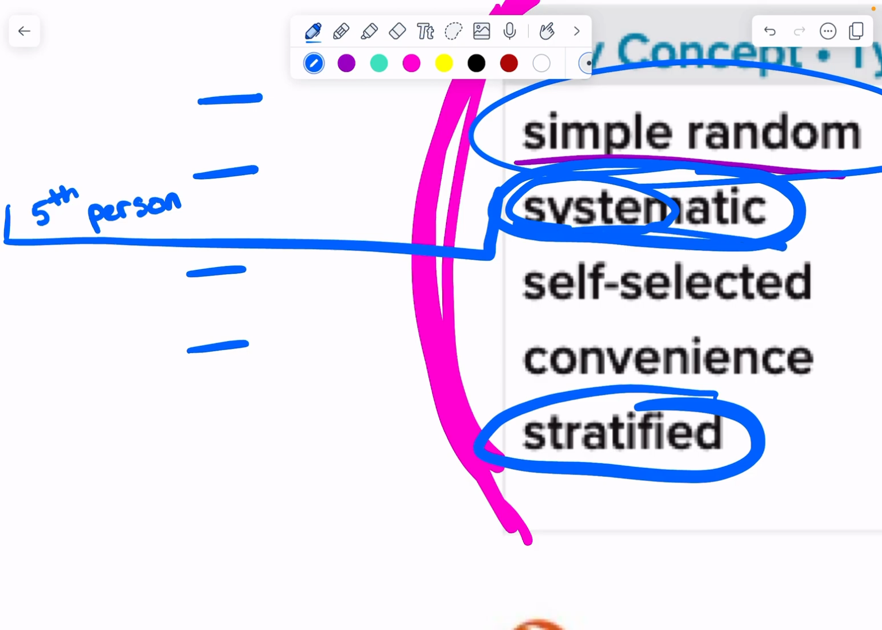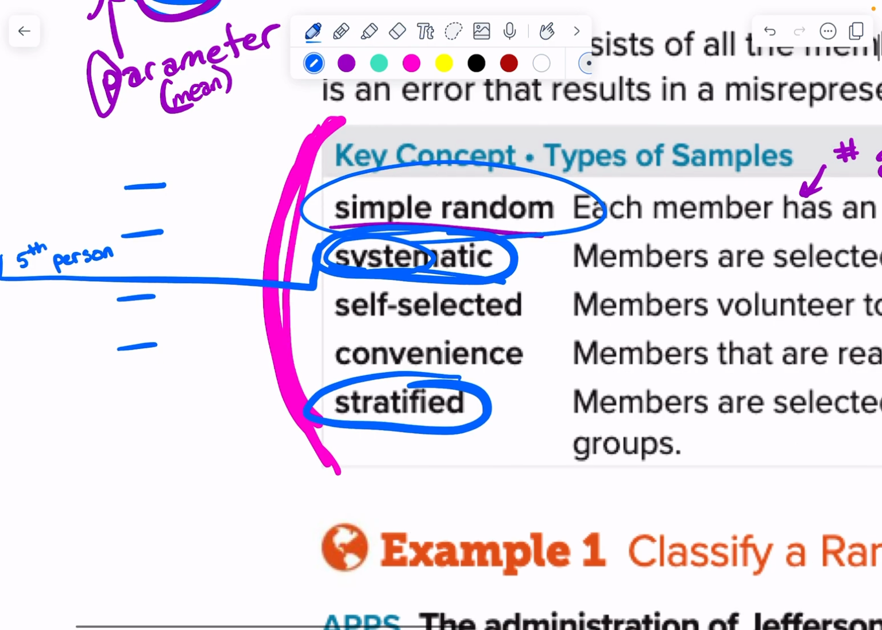But that's systematic. There's a system to it, and the system is like every 5th one, or every 10th one, or every 3rd one, or every other one. Like maybe it's skipping one person and going through and creating a sample, okay?